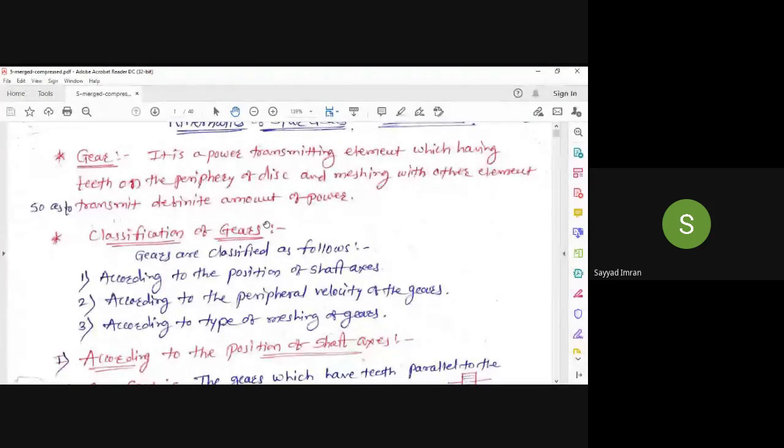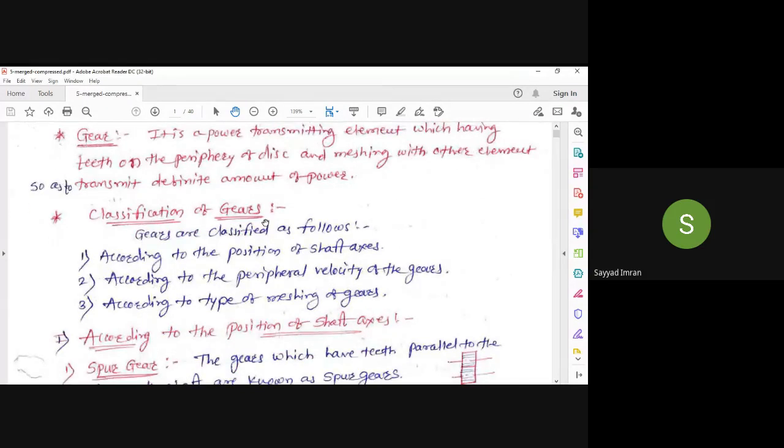Where compact size is required, you have to use gears, and with the help of gears and gear trains, one can develop a gearbox. Okay, let us start now.